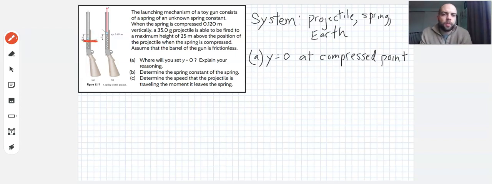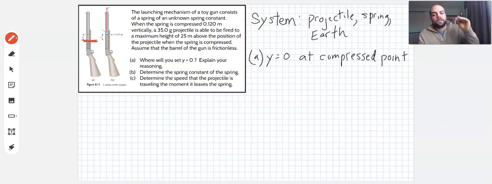That's a smart place to set y equals 0 because we're given information about the 25 meters being above that point, and it's the lowest point of the projectile's motion. All other gravitational potential energies will be positive if we set y equals 0 at that lowest point. Of course, you could set y equals 0 anywhere.